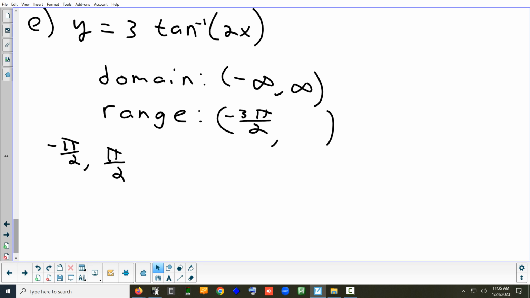Yep. 2. 3 pi over 2. So that's your domain. So as long as you know the original domain and range, it's not that hard to figure out a transformation of it. If you don't know the original, then yeah, it's hard to figure out. Any questions on that?